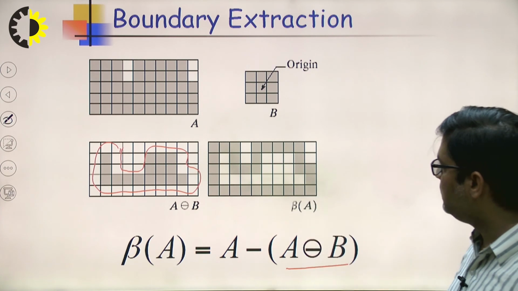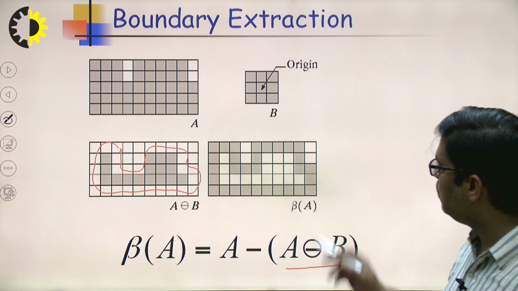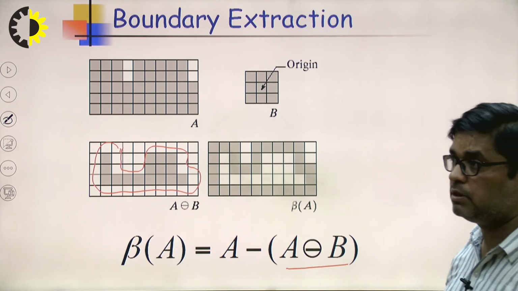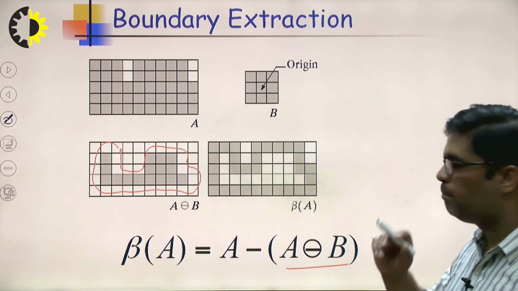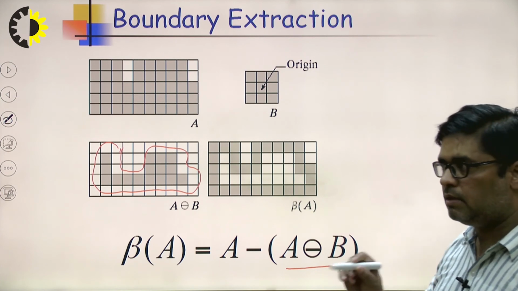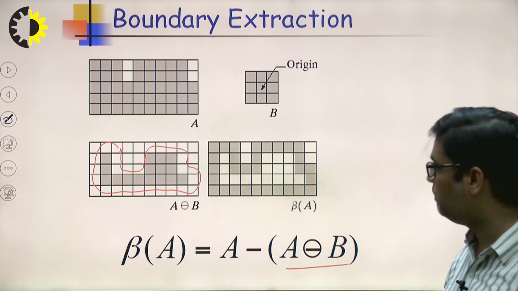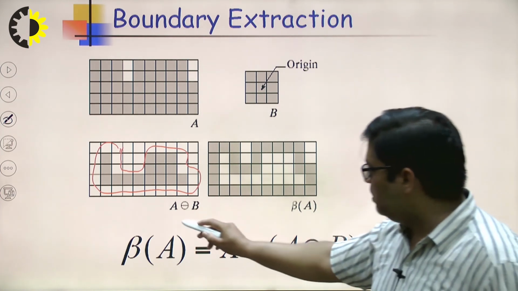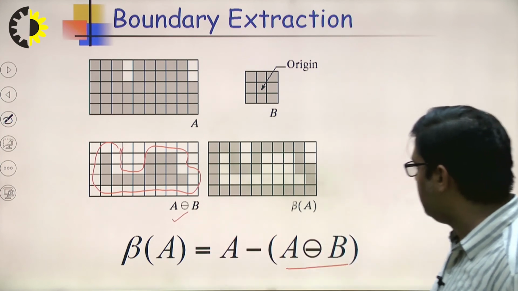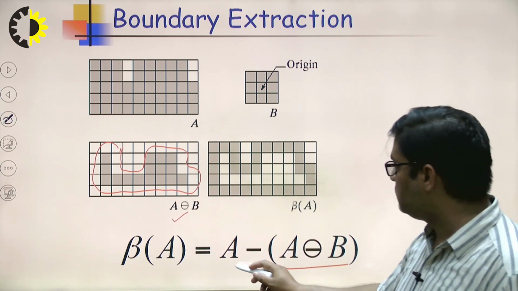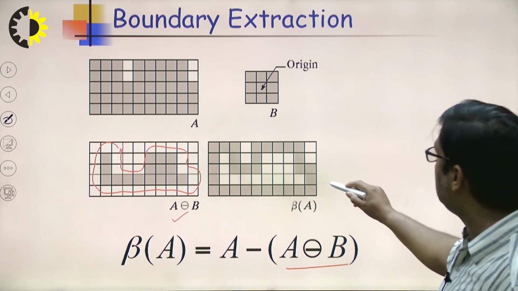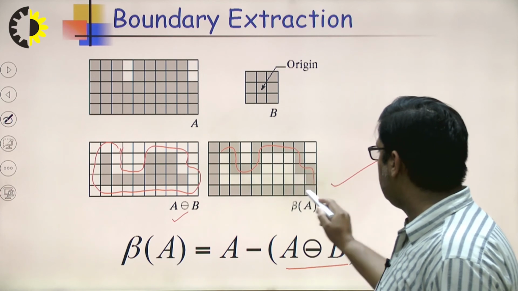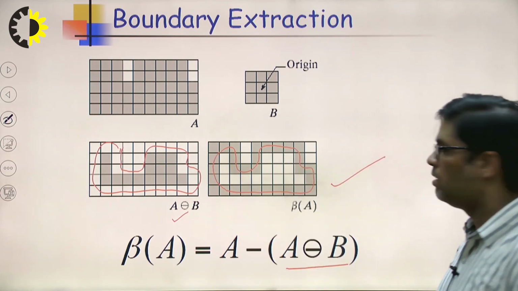Here we can see that whenever we apply this structuring element over the image with the erosion operation, again I will remind you that the meaning of erosion is that whenever the structuring element is completely matching, the value of the center pixel will be highlighted and the rest will be discarded. This is the erosion operation, and when I subtract this erosion from A, this will be the answer. This is the boundary extraction. Here we can see the boundary will be highlighted in this way.